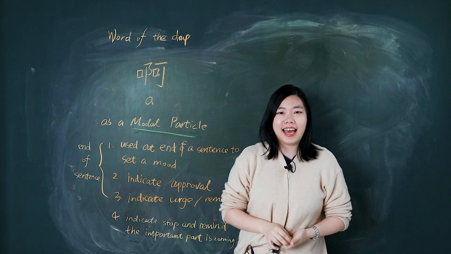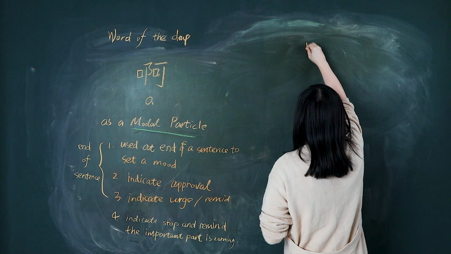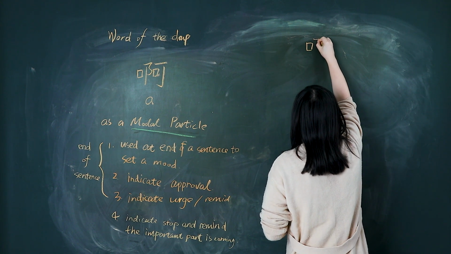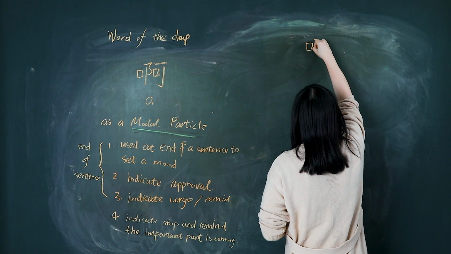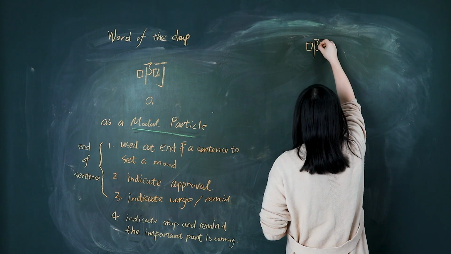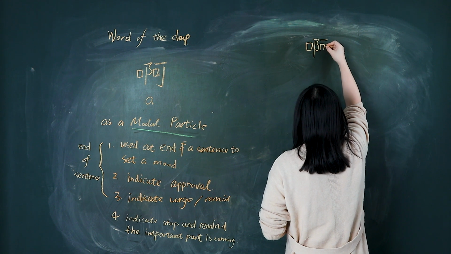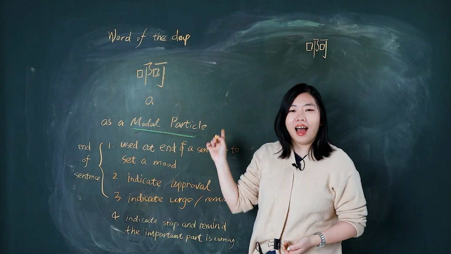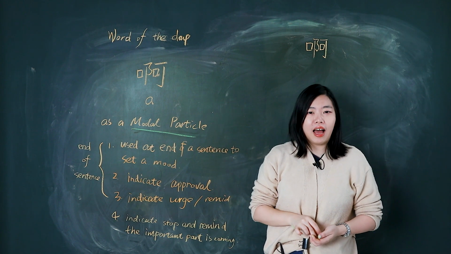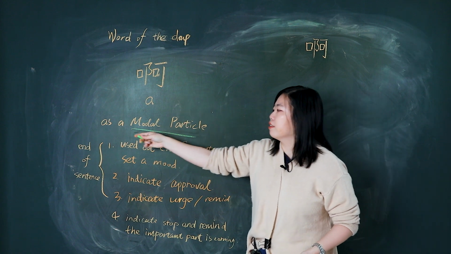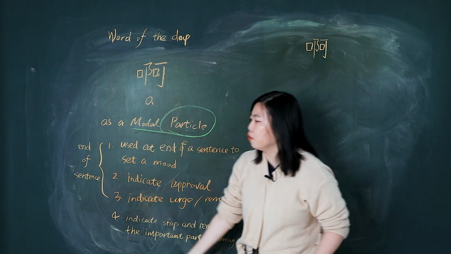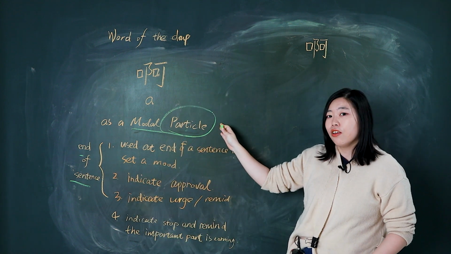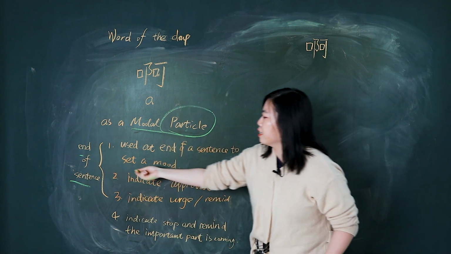我们一起写竖横折横横折折钩竖横竖横折横竖钩"ah." So how we use "ah"? We know "ah" as a modal particle. So we always use it at the end of the sentence. When "ah" is used at the end of a sentence, we say it sets a mood.